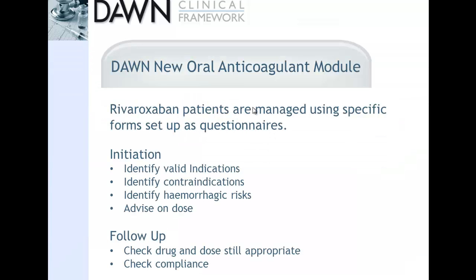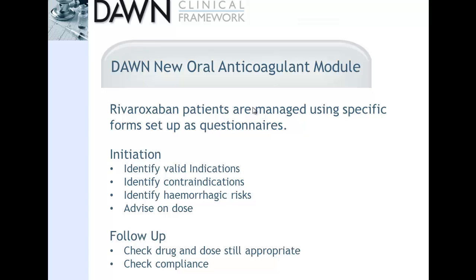So, the Rivaroxaban module allows you to track whether a patient is, first of all, suitable for the Rivaroxaban treatment, and if they are, to actually move them on to Rivaroxaban therapy and then track them at various intervals, such as 6 monthly or annual intervals as you see fit. So, the module works from questionnaires.